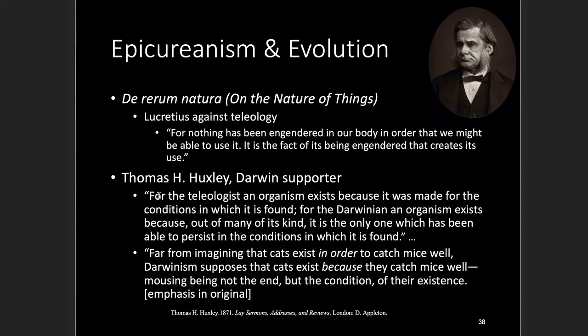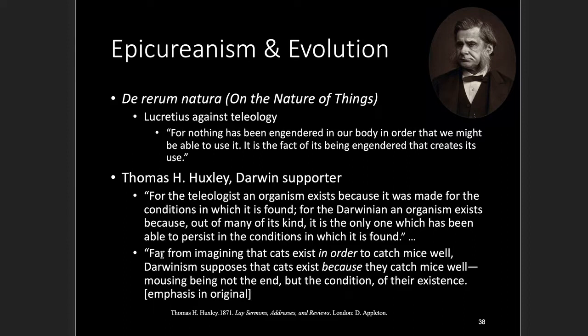Now let's read Huxley, 1871. For the teleologist, an organism exists because it was made for the conditions in which it was found. For the Darwinian, an organism exists because out of the many of its kind, it is the only one which has been able to persist in the conditions in which it is found. Far from imagining that cats exist in order to catch mice well, Darwinism supposes that cats exist because they catch mice well, mousing being not the end, but the condition of their existence.